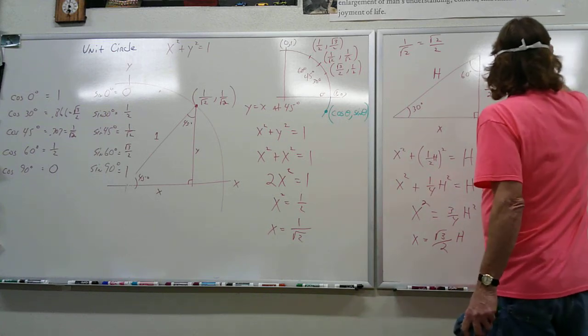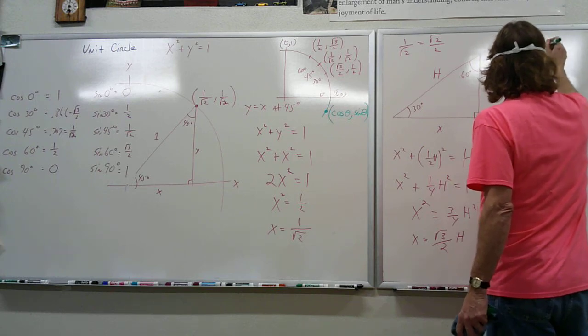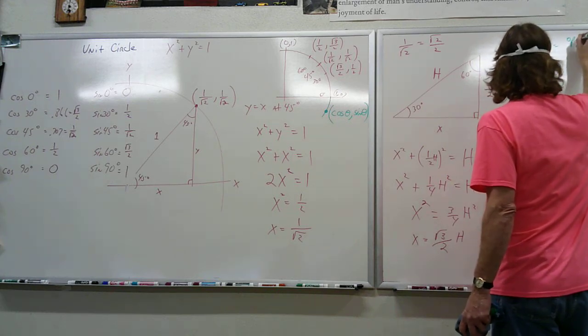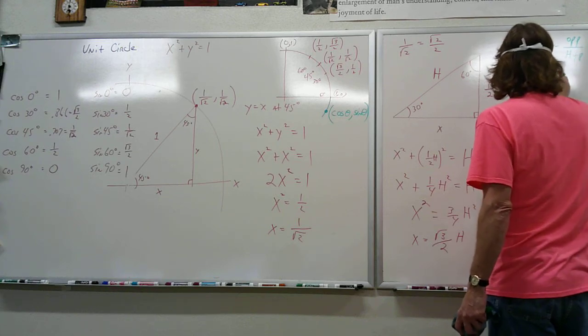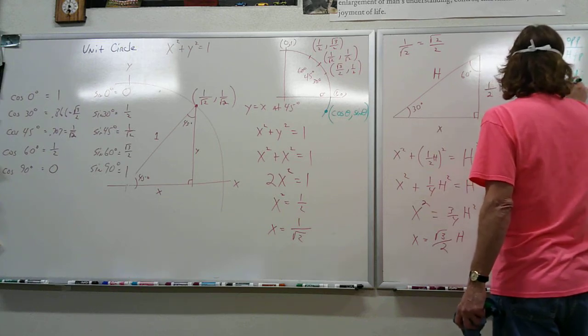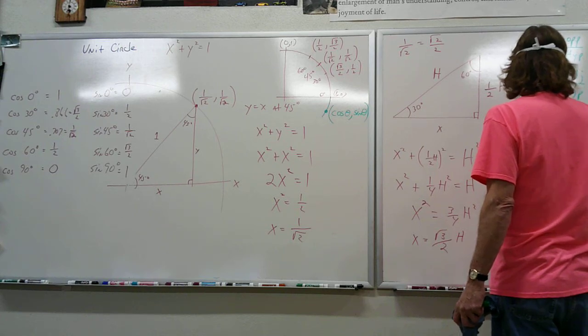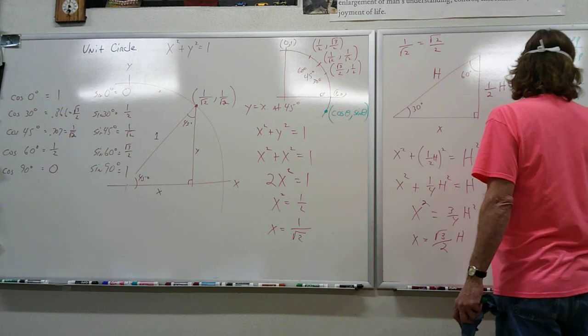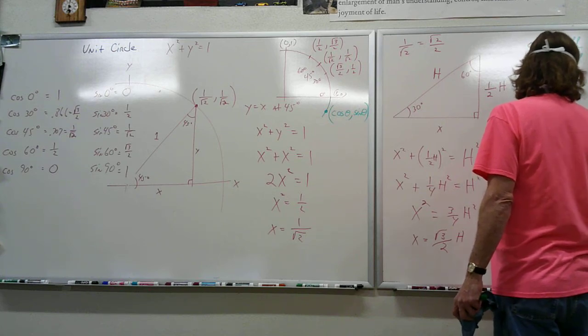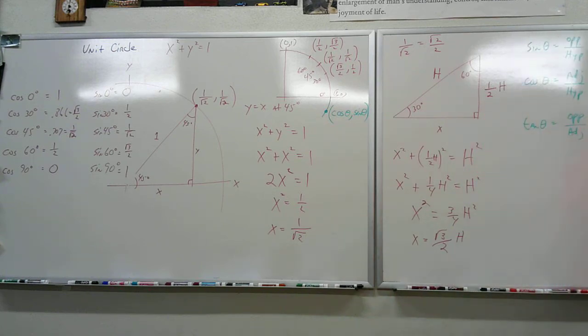Okay. Y'all learned that the sine of an angle is opposite over hypotenuse. The cosine of an angle is adjacent over hypotenuse. And the tangent of an angle is the opposite over the adjacent. Well, folks, I want you to think about this.